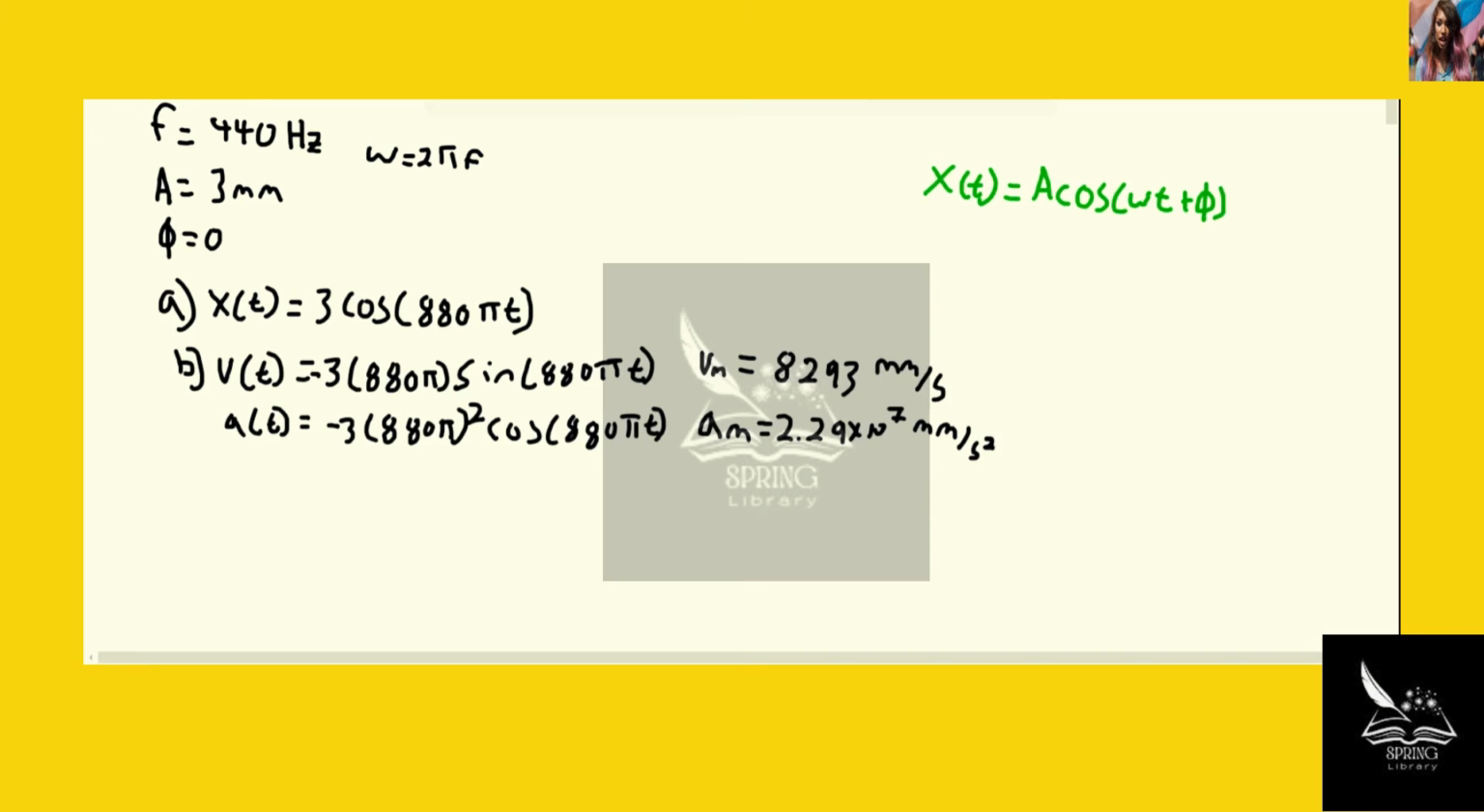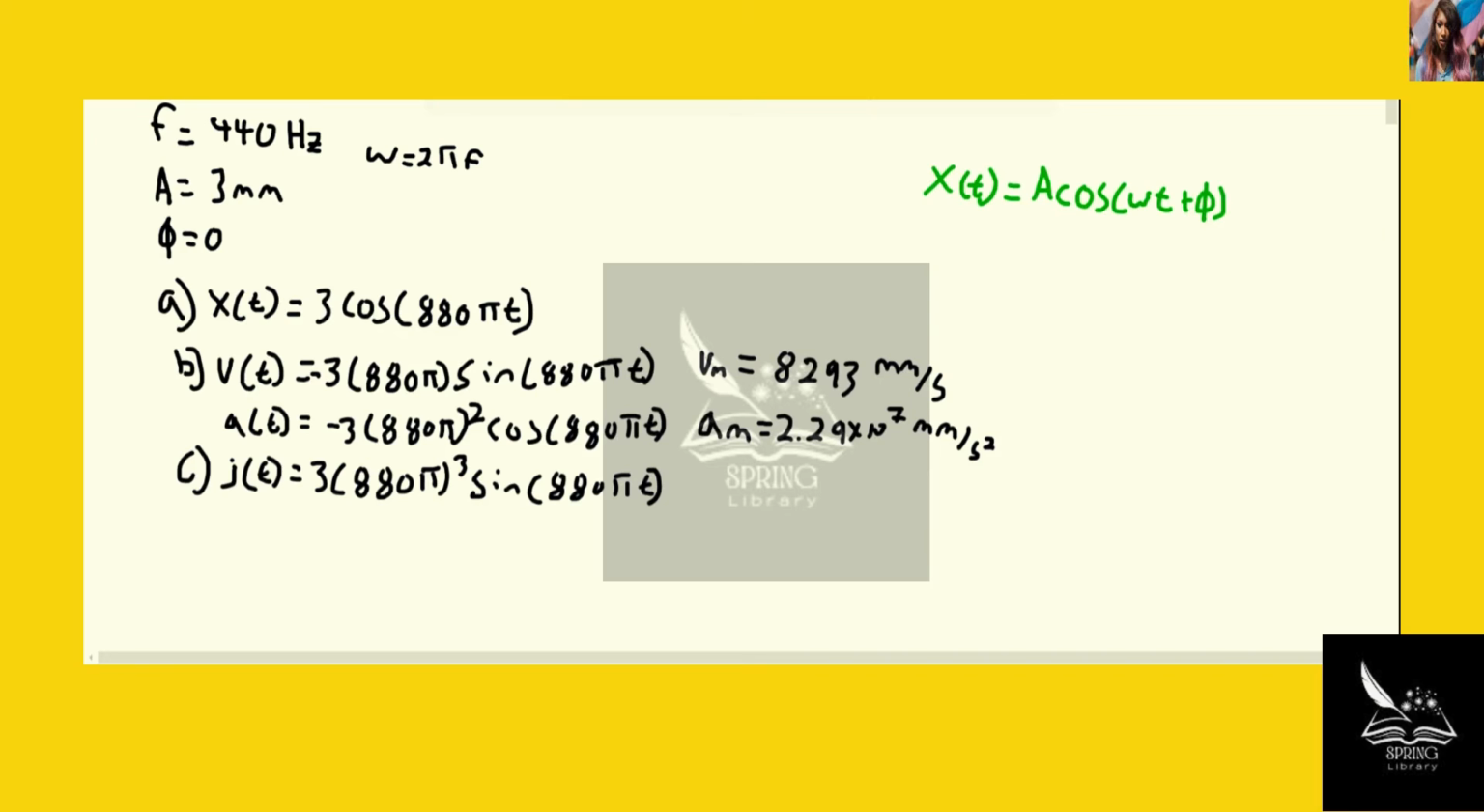Finally, on this problem, we're looking at a quantity called the jerk. The jerk is the derivative of acceleration. And as far as simple harmonic motion goes, you just kind of keep taking derivatives. So we get j of t, the jerk of t, is going to be equal to positive now because we're switching from cosine to sine. 3 times 880 pi, now we're all the way up to cubed, times the sine of 880 pi times t.